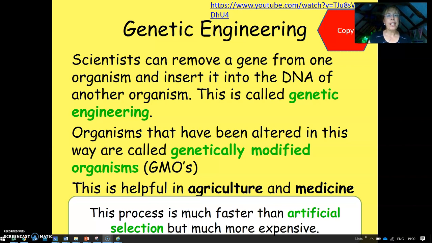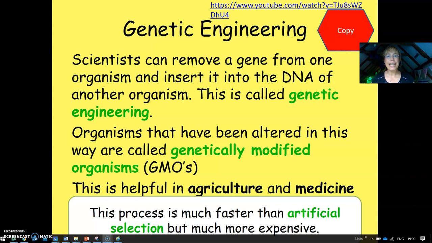Okay, for the second part, we are going to be having a look at genetic engineering. Now, this is a higher tier topic. What we need to know is that scientists can take out a gene from a totally different organism and then insert that section of DNA into another organism. That is known as genetic engineering. The organism that has been altered is known as a genetically modified organism.